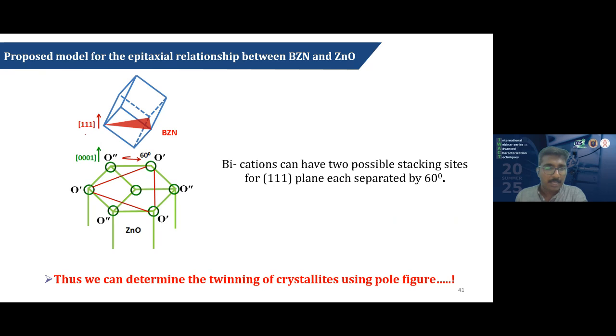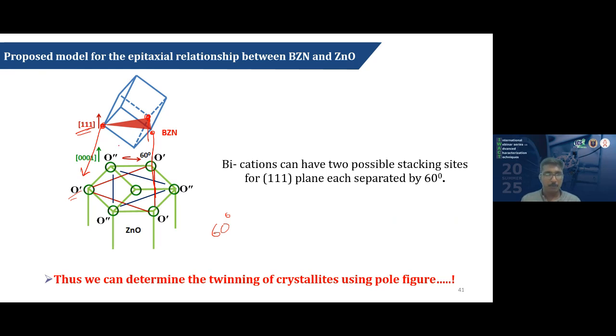As you can see, in the case of BZ, which has 222 orientation or 111 orientation, bismuth is situated at the corners of the 111 peak. It can be oriented above the hexagonally placed oxygen sites in 2 different ways. Either this bismuth can orient along these O dash sites, or they can be oriented along these O double dash sites. That is, these O double dash sites are the 60 degree twin direction. So our 111 peak can have 2 different orientations here.